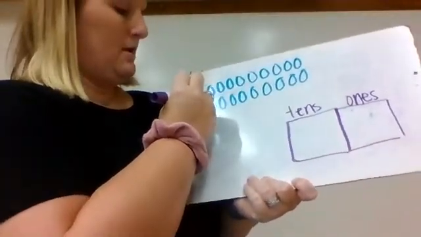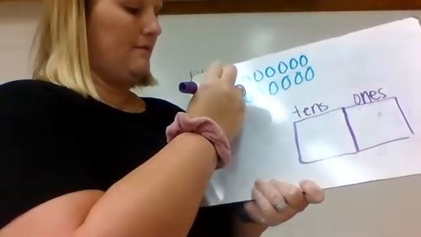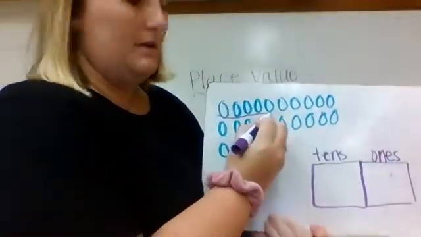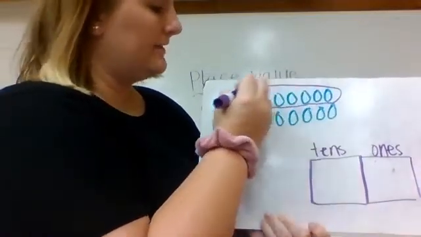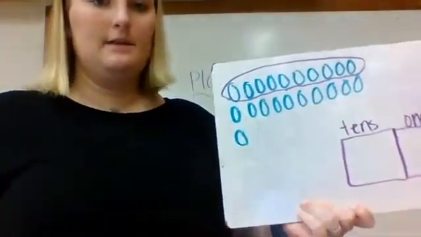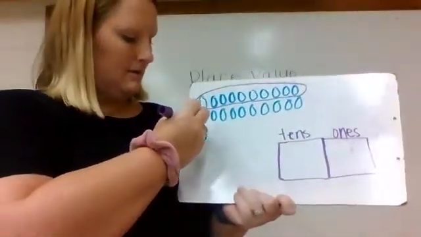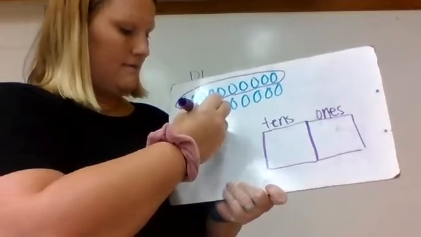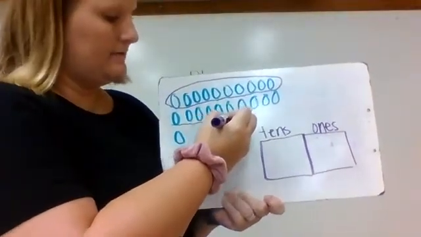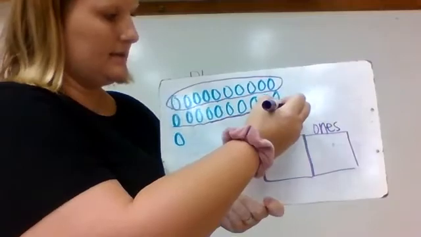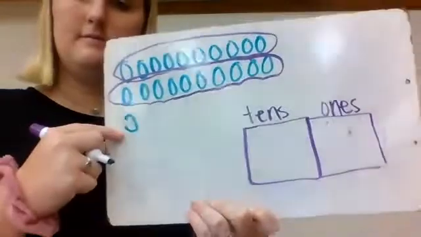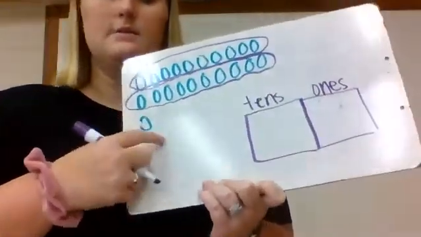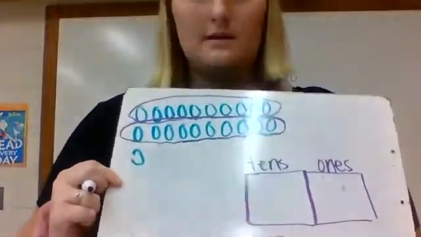Let's see, this is 1, 2, 3, 4, 5, 6, 7, 8, 9, 10. There's a group of 10. I'm going to circle it. Let me see if I can get another 10. 1, 2, 3, 4, 5, 6, 7, 8, 9, 10. There's another 10. I'm going to circle that one. Is this a 10? No, this is only 1. So I've circled all of my 10s.